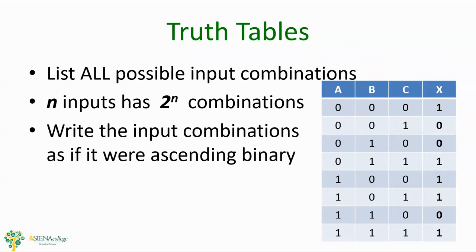To ensure that you do not miss any input combinations, write the input combinations as if they were ascending binary. In this example, we have 0, 0, 0; 0, 0, 1 for 1; 0, 1, 0 for 2; 0, 1, 1 for 3; 1, 0, 0 for 4; 1, 0, 1 for 5; 1, 1, 0 for 6; and 1, 1, 1 for 7. 8 combinations going from 0 to 7.